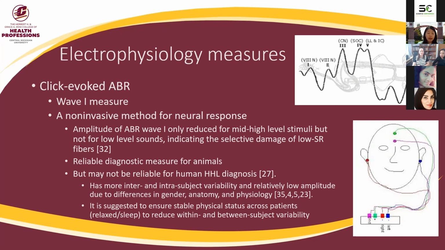Due to damage specifically to the low spontaneous rate nerve fibers, the wave 1 amplitude will only reduce for mid to high level stimuli, not for the low level sounds. It is confirmed as a reliable diagnostic measure for animals, but may not be reliable for human hidden hearing loss diagnosis due to more inter and intra-subject variability among different individuals.